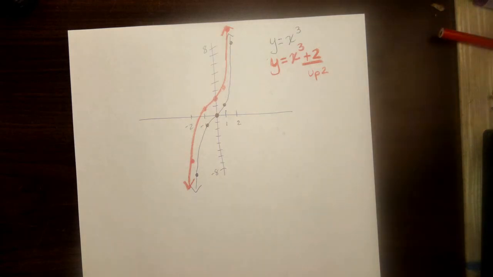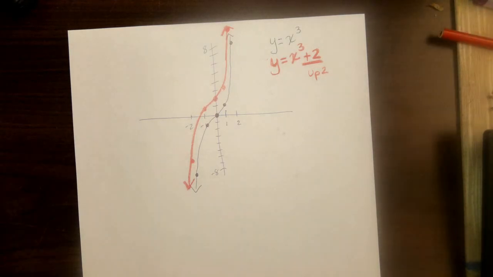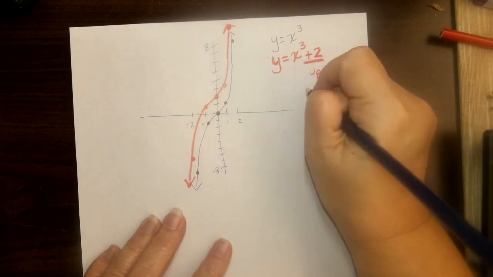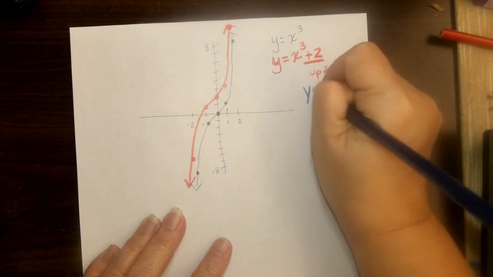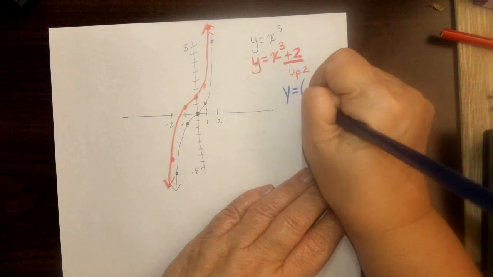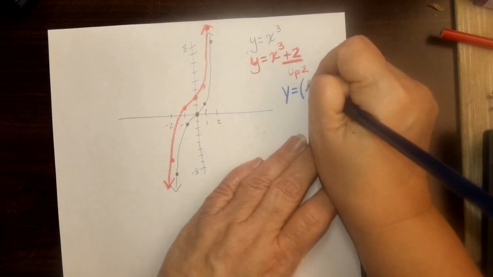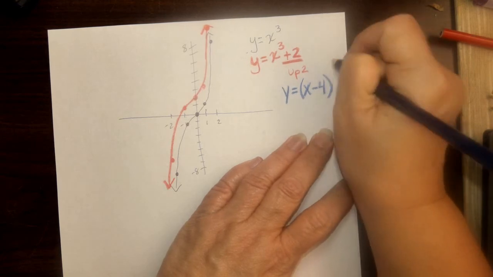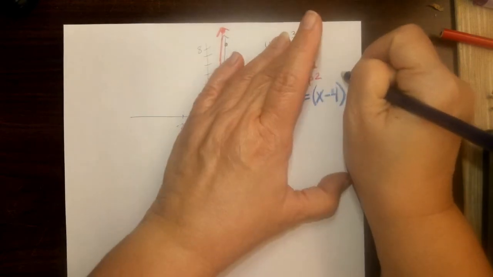All right, now I'm going to get a different color. Trade pencils with somebody. Get a different color. I'm going to say y equals (x minus 4) cubed.